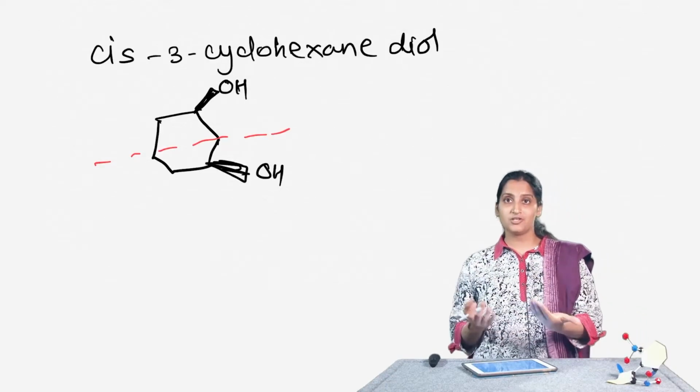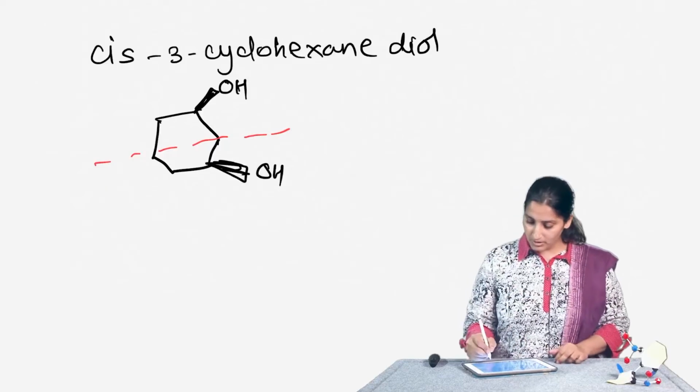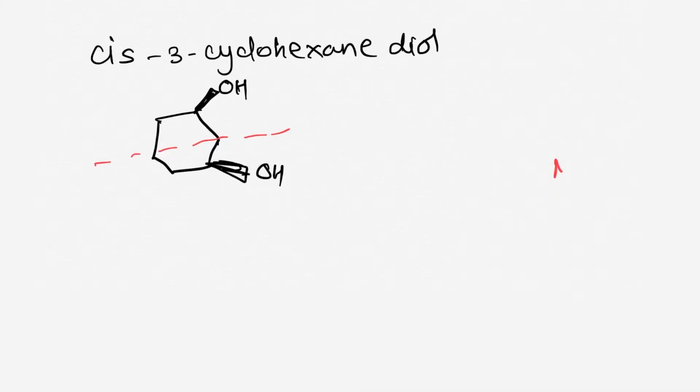Since both of them are OHs, there is a plane of symmetry, and the molecule in fact becomes a meso compound. And we talked about meso compounds. These are the molecules that are achiral in nature, right. So, they are achiral. Even though they have a chiral center, because there is a plane of symmetry, they will not rotate the plane of plane polarized light towards one direction or the other.